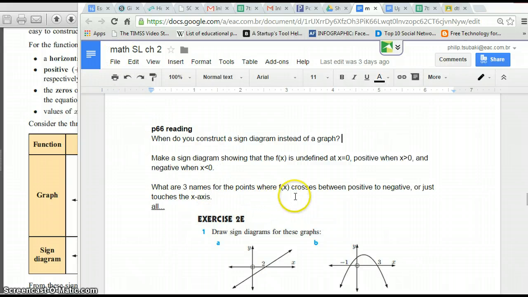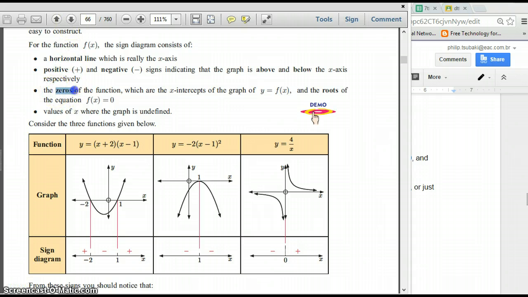What are the 3 names of the points where f of x crosses between positive and negative, or just touches the x-axis? The most common is x-intercept. So what are 2 other names? Well, you might know these. One is zeros, which is a very logical name for this point. It's where y equals 0. And then there's the root, which maybe makes no sense, but roots is another way of saying when the function becomes 0. Okay.